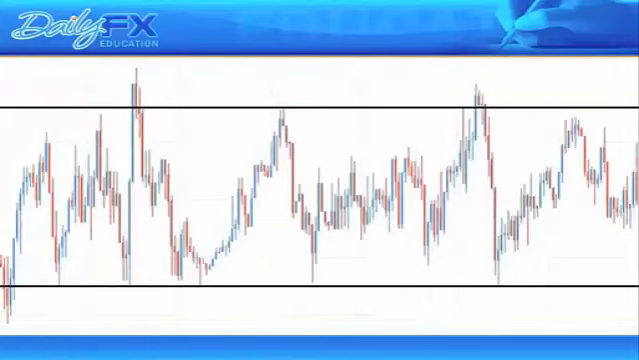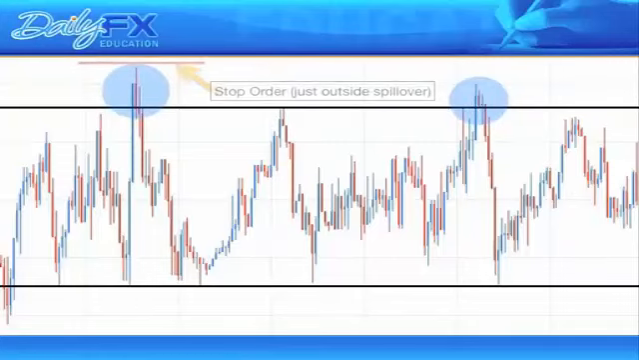However, we pointed out that spillovers can occur, where price action temporarily breaks through a defined support or resistance line. If spillover had occurred, we recommended that stops be placed just beyond the most extreme spillover. And finally, we suggested the use of a 1-to-2 risk-to-reward ratio or better when placing these trades.